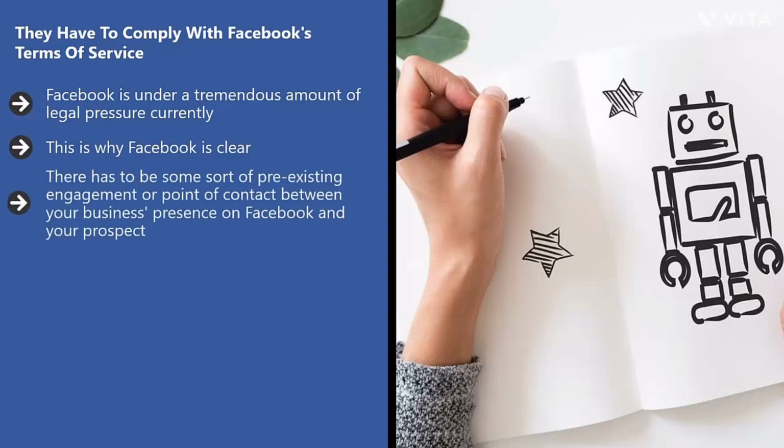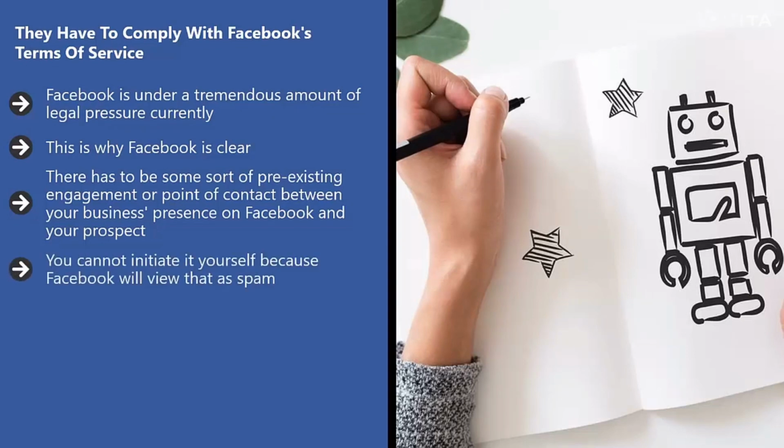page. There has to be some sort of pre-existing engagement or point of contact between your business's presence on Facebook and your prospect. Maybe they visited your page. Maybe they are part of a group that you control. Maybe they left a comment on your page. There has to be some sort of initial trigger that was purely initiated by your customer. You cannot initiate it yourself because Facebook will view that as spam.